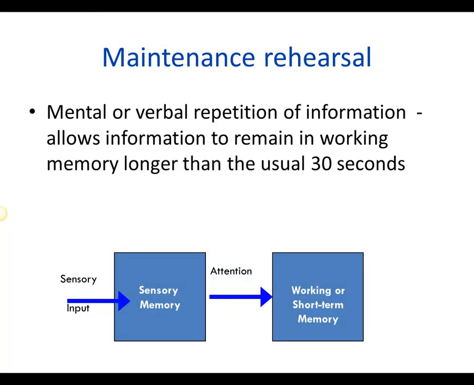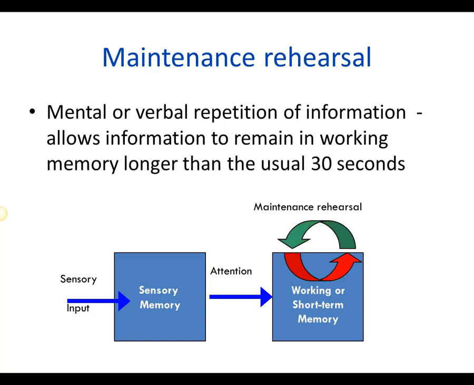Now, maintenance and rehearsal comes in many different forms. We have mental or verbal repetition. Mental repetition would be just keeping it in between your ears and your brain and repeating it over and over again. And then verbal repetition would be saying it out loud. Sensory input, sensory memory, attention, short-term working memory. Both of those are forms of maintenance and rehearsal. This allows us to keep that information and hold on to it longer than that 30 seconds.